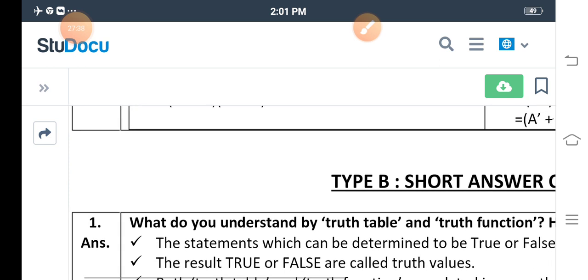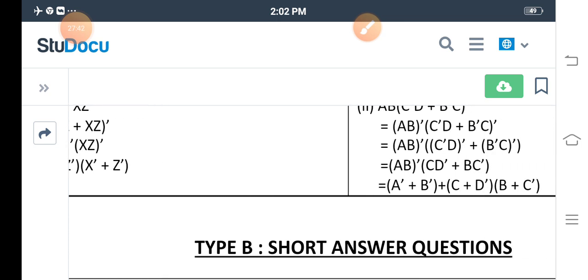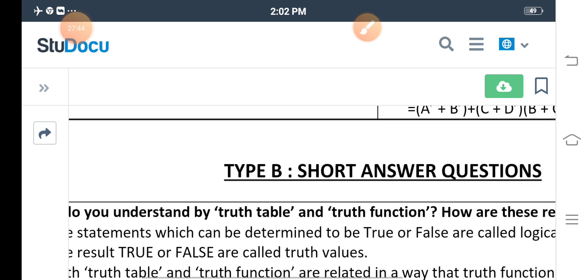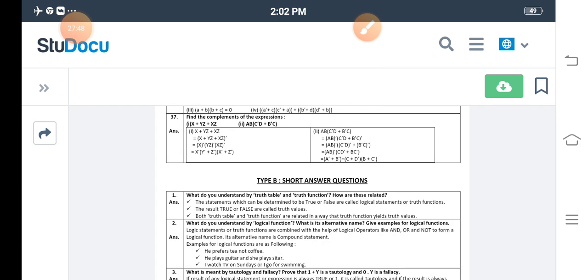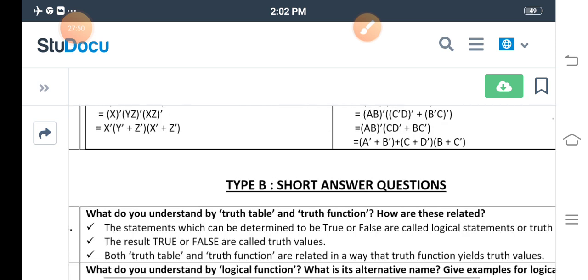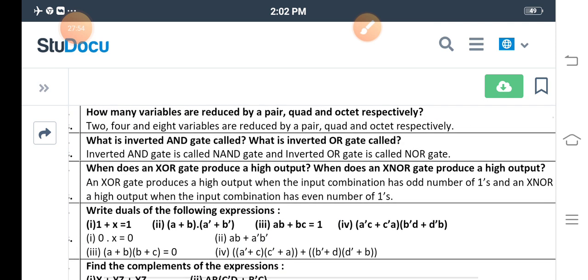Now yes, for today it's enough. Now in the next video we will discuss type B short answer questions. In that we will discuss some K-map questions also. So this was for very short questions that can come in your exam in 1 or 2 marks only, not more than that. And simplification, yes, simplification question can come.